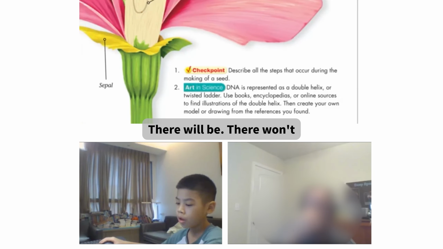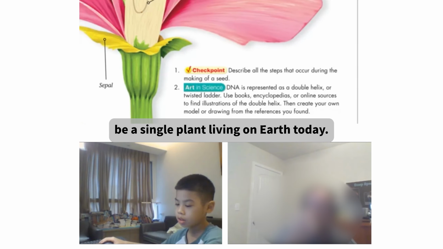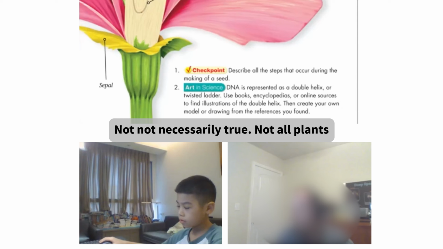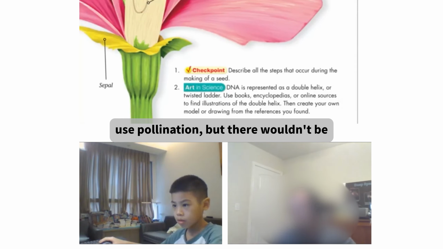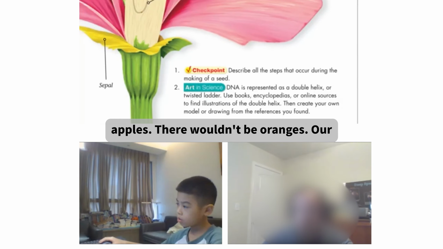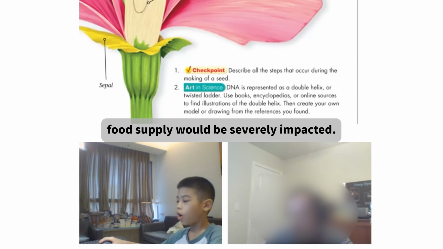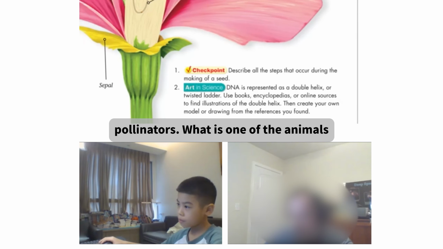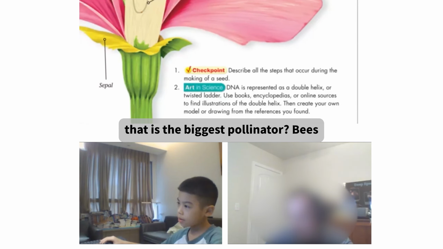There won't be a single plant living on Earth today. Not necessarily true. Not all plants use pollination, but there wouldn't be apples, there wouldn't be oranges. Our food supply would be severely impacted. What is one of the biggest pollinators? What is one of the animals that is the biggest pollinator?